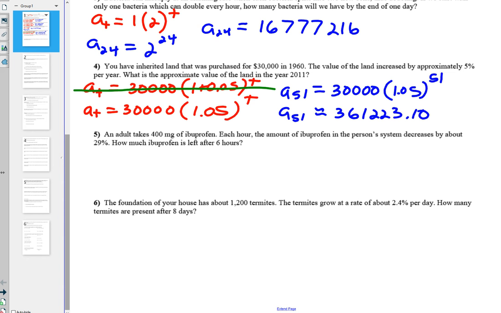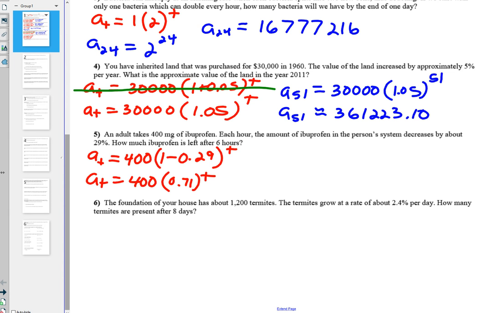Okay, no questions, Sam? An adult takes 400 milligrams of ibuprofen each hour. The amount of ibuprofen in a person's system decreases by about 29%. How much ibuprofen is left after 6 hours? What type of situation is this modeling? This is a decay. So the amount left after time is equal to the 400 that we started with times 1 minus 0.29 to the power of the time. My decay factor here is 0.71.